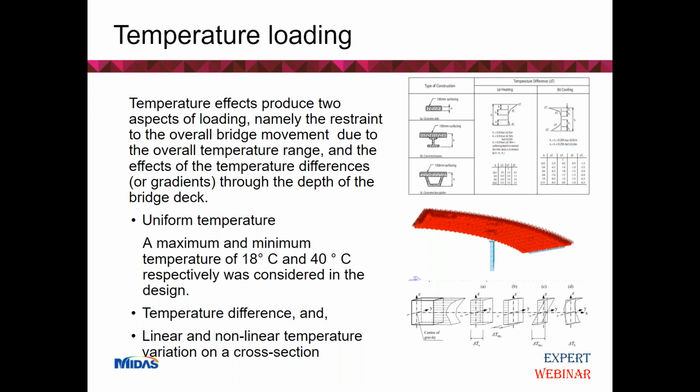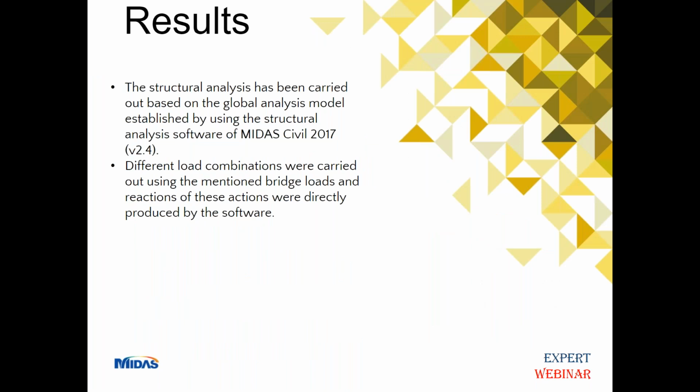Of course, for the results, we used the structure analysis software, that is Midas-Civil 2017 version 2.4. And analysis has been carried out based on the global analysis model. Different load combinations were carried out using the mentioned bridge loads, and reactions of these actions were directly produced by the software. So you put in the action, and the software itself gets you the reactions. It's not a hard thing. The analysis doesn't take a lot of time. It takes a very short time, and then you can get your results. And as engineers, we really want results. So if you can get results from a software, well and good, of course, meaningful results. These are some of the results that we got.